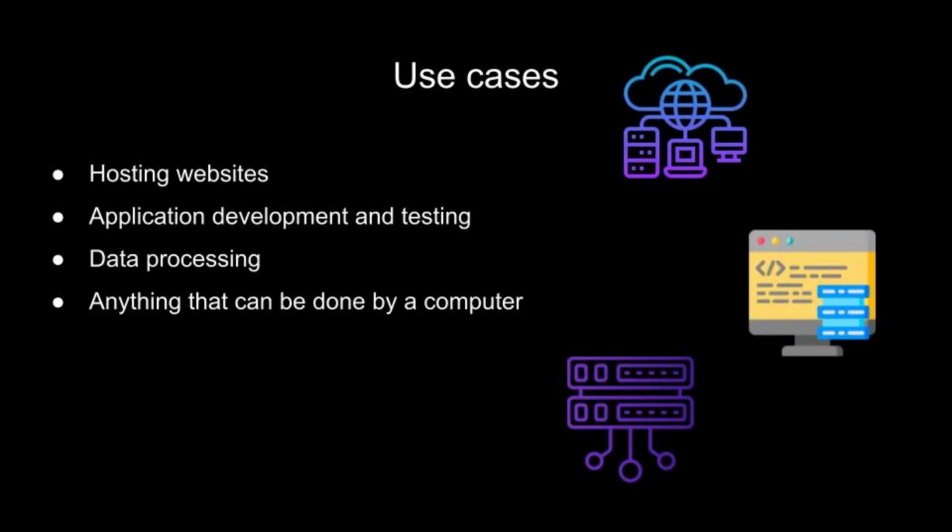Some of the use cases, for example, you can use Compute Engine to host websites and web applications. By deploying VM instances with web server software like Apache or Nginx, you can serve web content to users over the internet. You can also use Compute Engine for application development and testing, like you can create VM instances with specific configurations to mimic production environments and test their applications before deployment. You can also use it for data processing or any other computing tasks that need high computing resources.